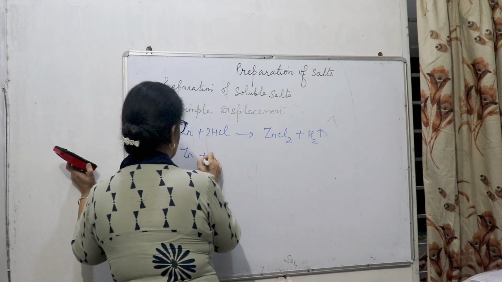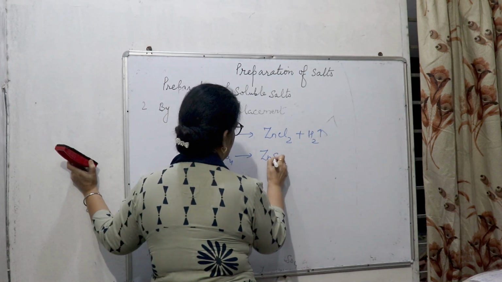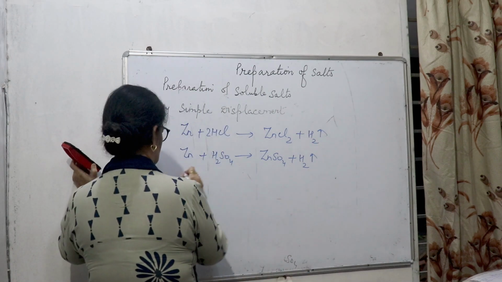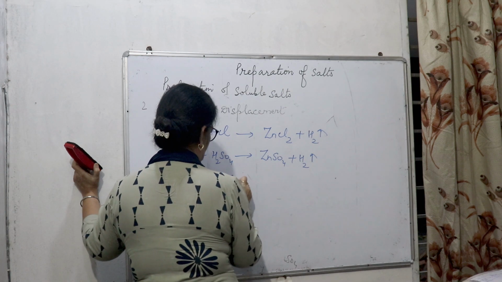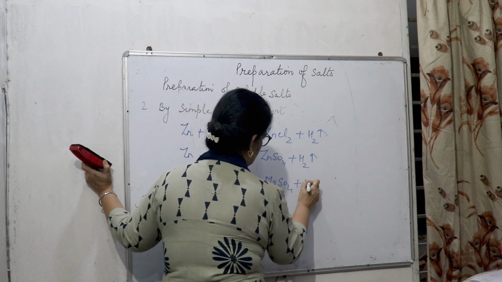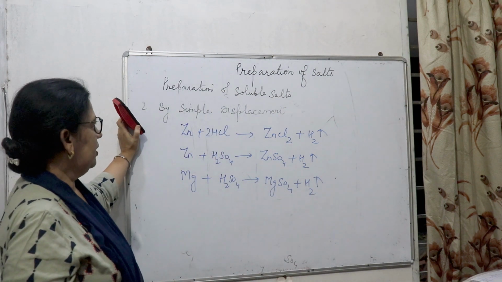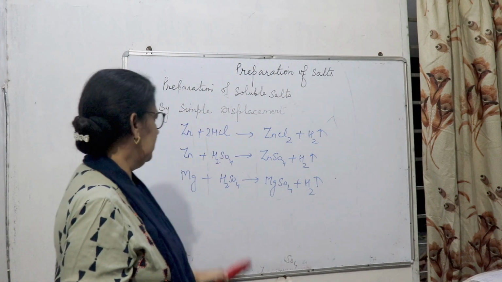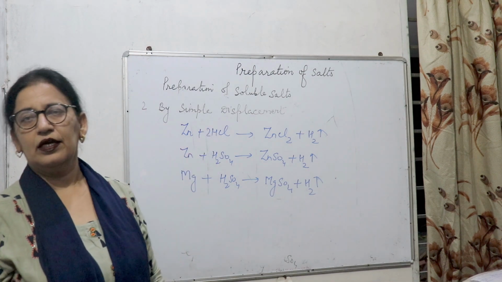Zn plus H2SO4 gives ZnSO4 plus H2. Simple displacement. Mg plus H2SO4 gives MgSO4 plus H2. This is simple displacement. So simple displacement, second method. Many salts can be prepared by this method. More active element displaces the less active element.